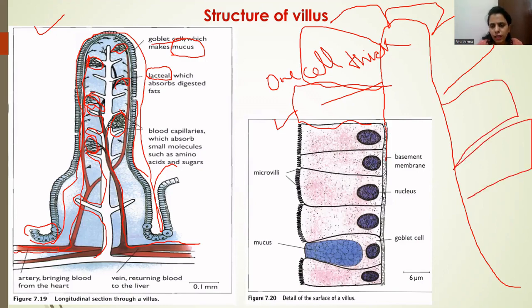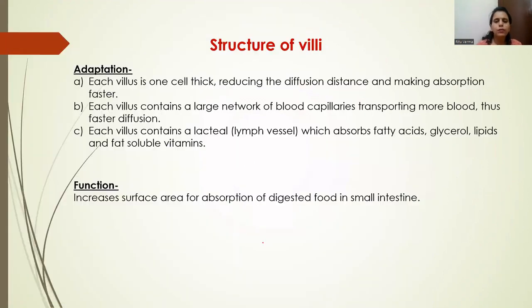At the bottom we have the basement membrane. Basement membrane means the membrane to which the cells are attached. On the top of each cell we have microvilli. Each cell has very small finger-like projections called microvilli. Microvilli further increase the surface area for absorption of digested food. And in the center we have goblet cells. These goblet cells make mucus.